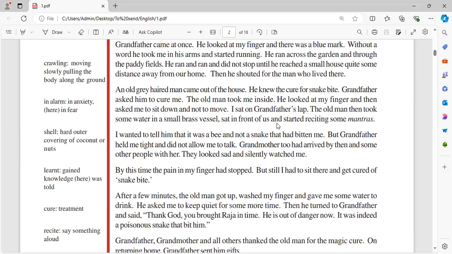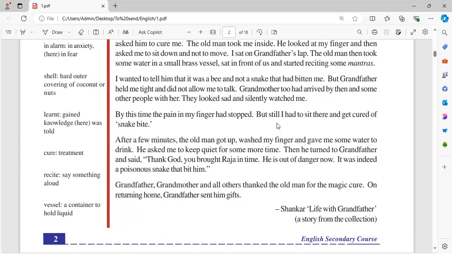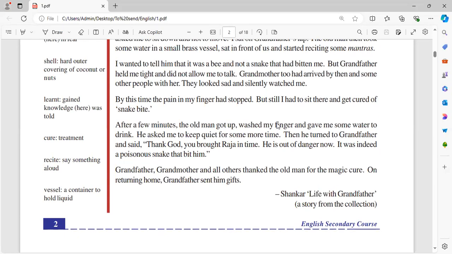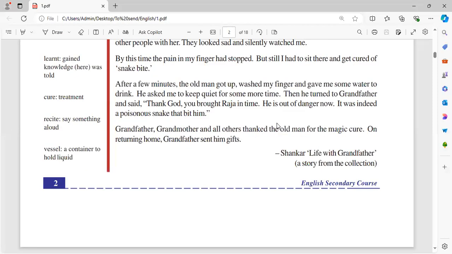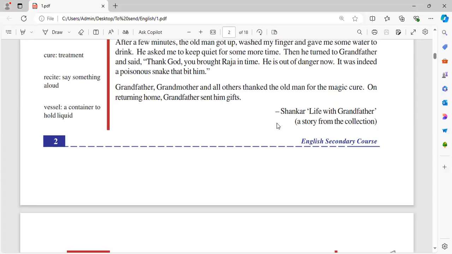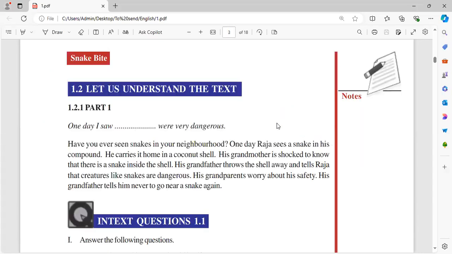Crawling, that means moving slowly, pulling the body along the ground. In alarm, in anxiety, here in fear. Shell, hard outer covering of coconut or nuts. Learned, gained knowledge. Cure, treatment. Recite, say something aloud. Vessel, a container to hold liquid.